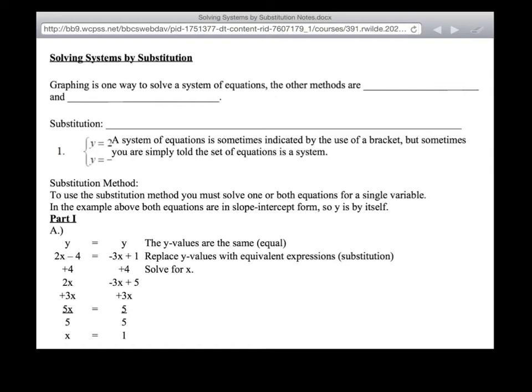Okay, what we're going to do today is solve systems by substitution. Last week we solved systems by graphing, and as you can see, we will highlight graphing is one way to solve a system of equations. The other methods are substitution, and elimination.